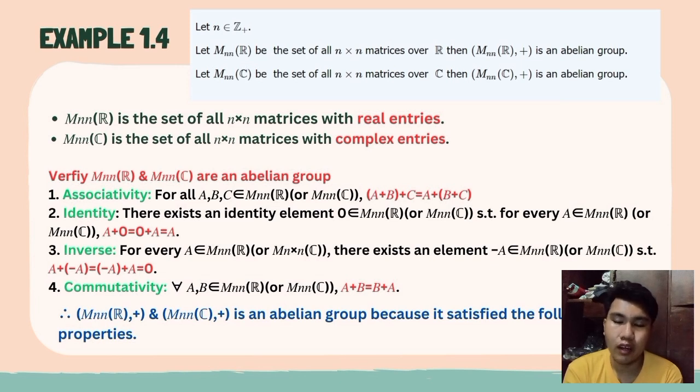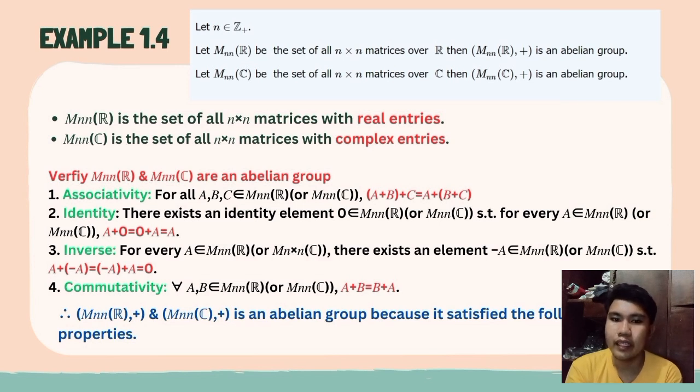The set of all n times n matrices over the real numbers is the set of all n times n matrices with real entries. The set of all n times n matrices over the complex numbers is the set of all n times n matrices with complex entries. Let's verify that the set of all n times n matrices over the real numbers and the set of all n times n matrices over the complex numbers are abelian groups.